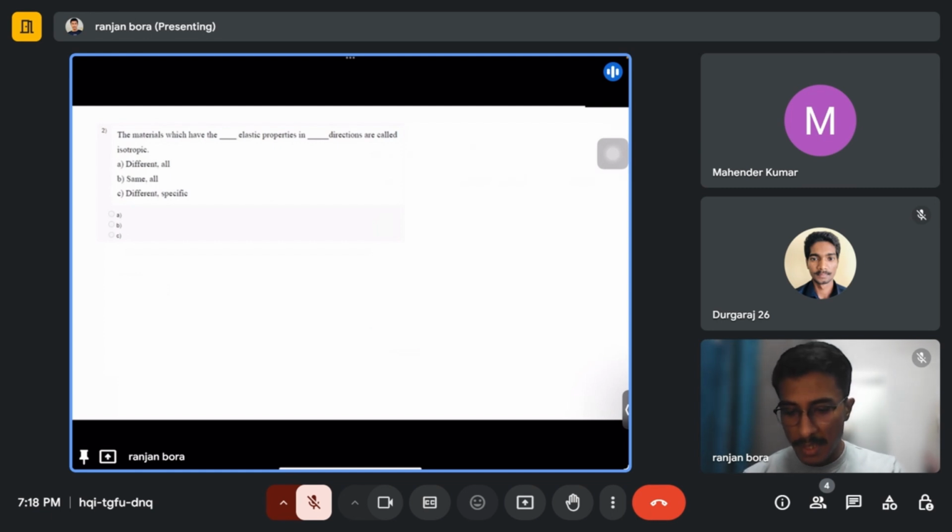Next question: the materials which have the dash elastic properties in dash directions are called isotropic. In an isotropic material we have the same elastic properties in all directions.